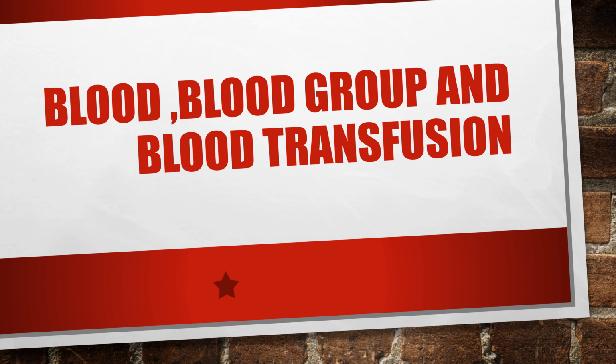Hello, my dear students. This is the second part of my video on the circulatory system. I told you in that part that the circulatory system of the human body is made up of three parts: the blood, the vessels, and the heart. The heart I have already explained. Today I'm going to explain blood groups and blood transfusion. Let's begin the class.